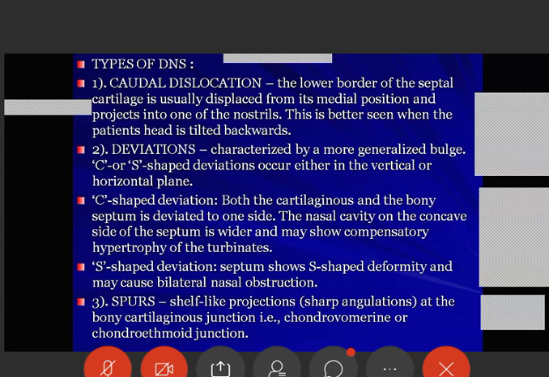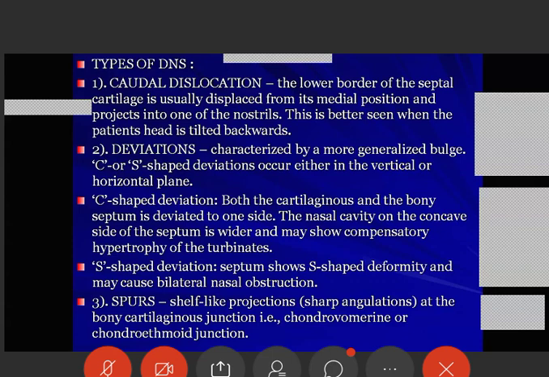So the lower border of the septal cartilage is usually displaced from its medial position. In the previous picture I showed you how the septum is in the midline. So if it is displaced from the medial position and projects into one of the nostrils, that is called caudal dislocation of the septum. This is better seen when the patient's head is tilted a little backwards and you do a tip elevation. Then that is a caudal dislocation.